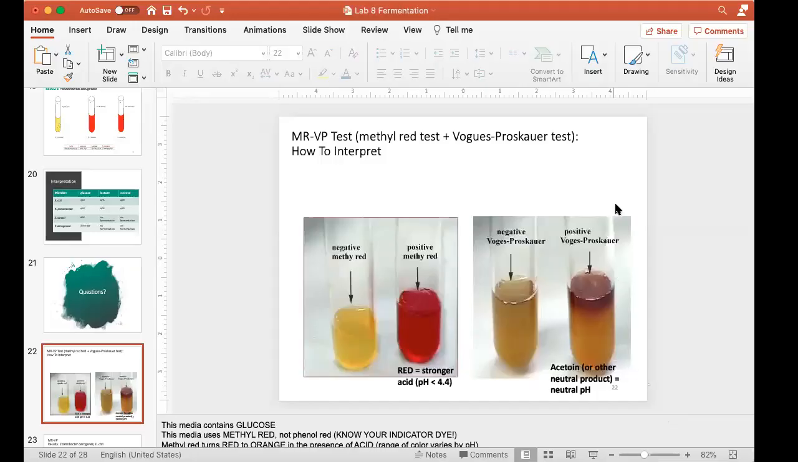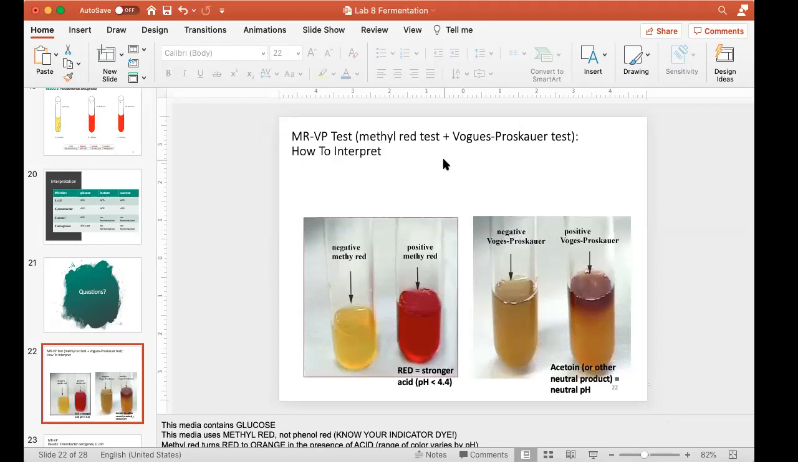All right. So we're going to switch gears here and look at this next test. Remember, this one is called MRVP. It's actually two tests. It's an MR test and a VP test. It's a Methyl Red test and a Voges-Proskauer test. So I'm going to have two different tubes.